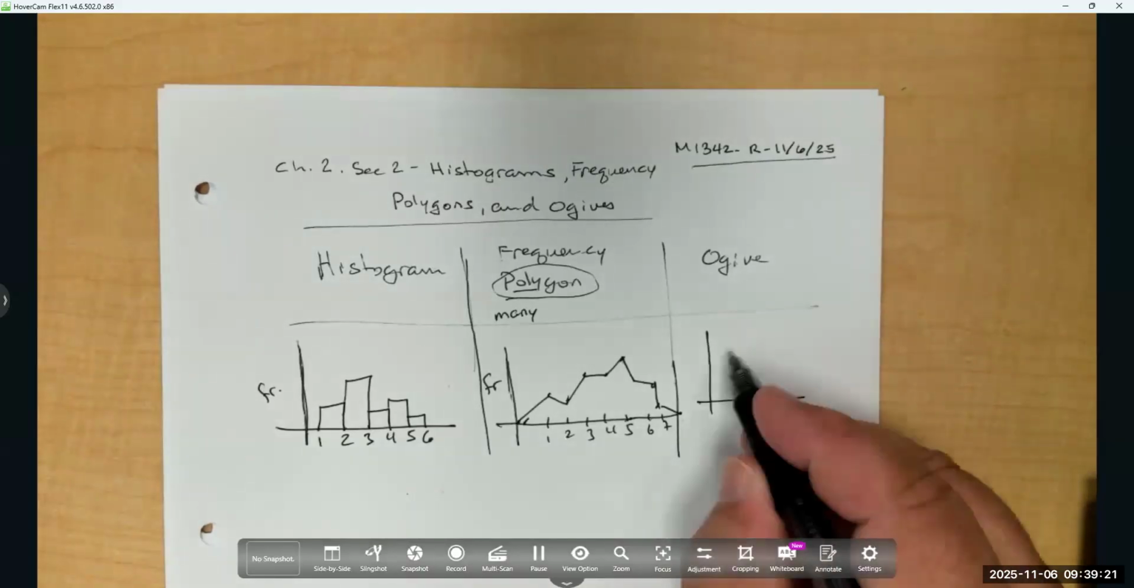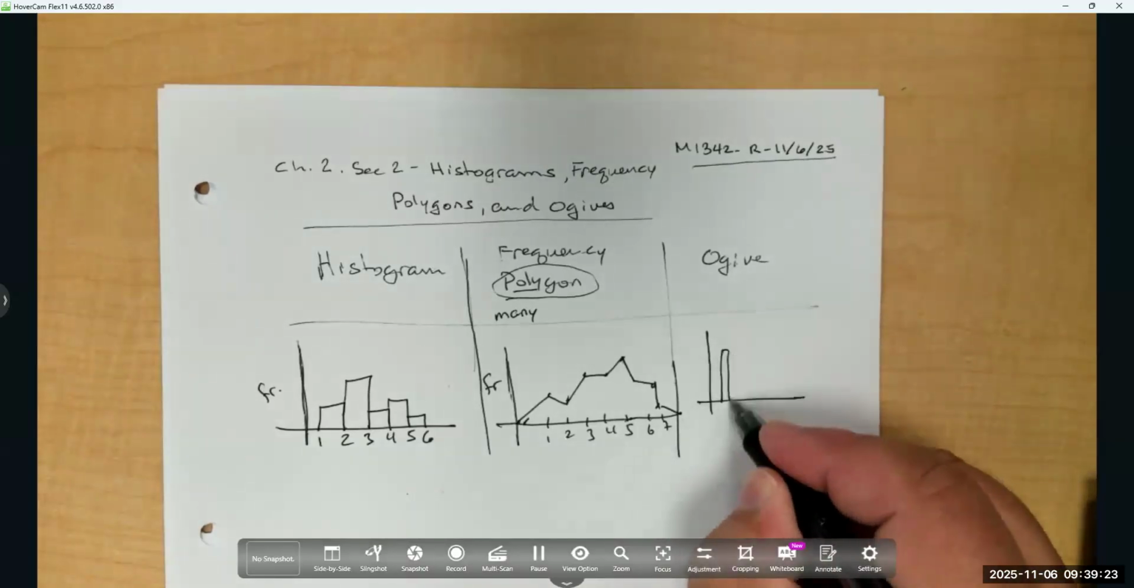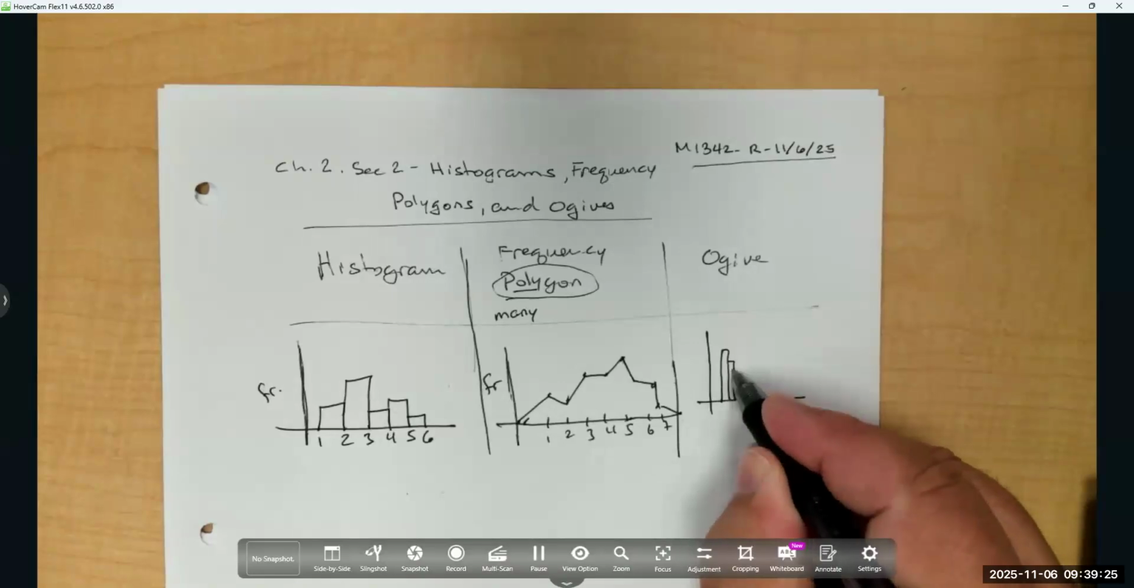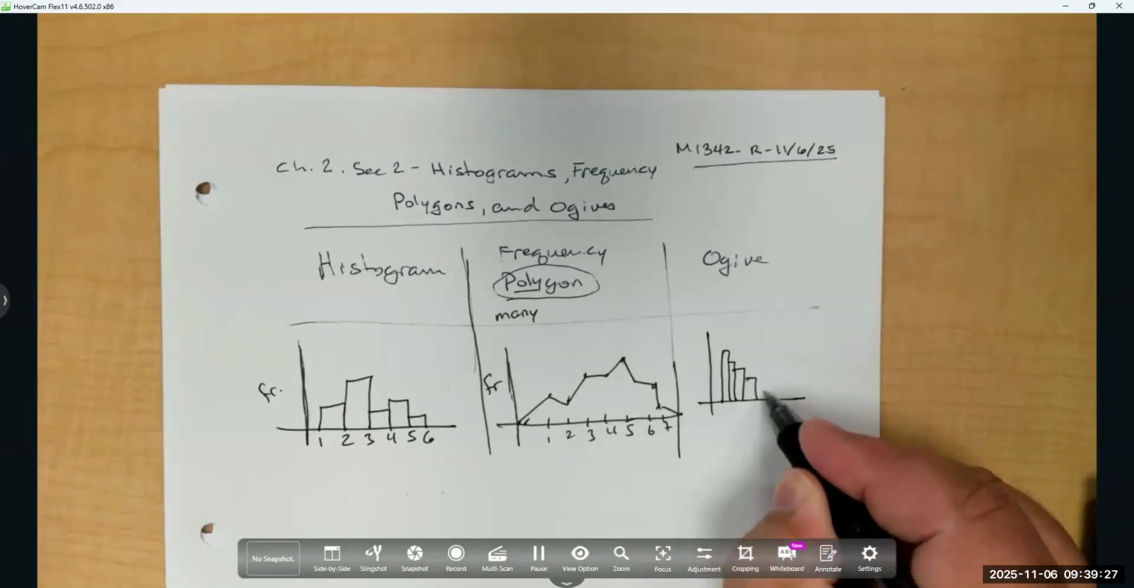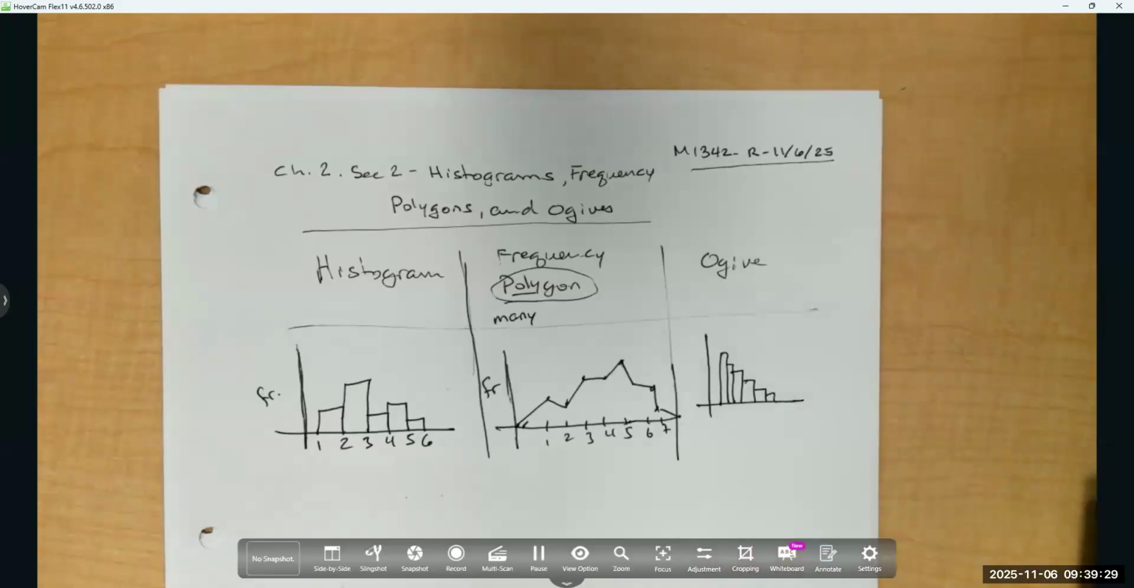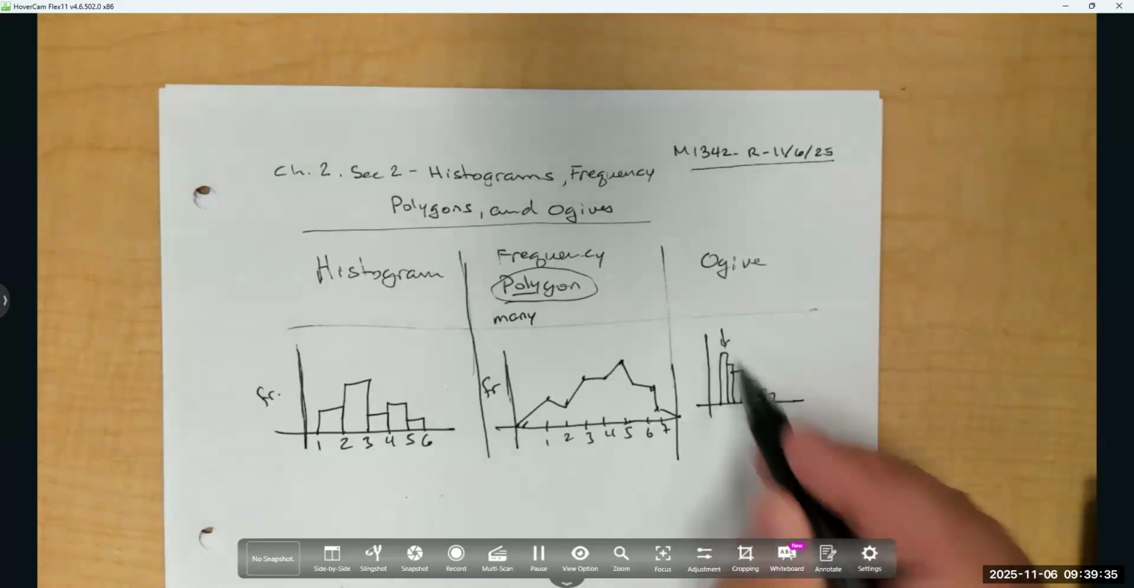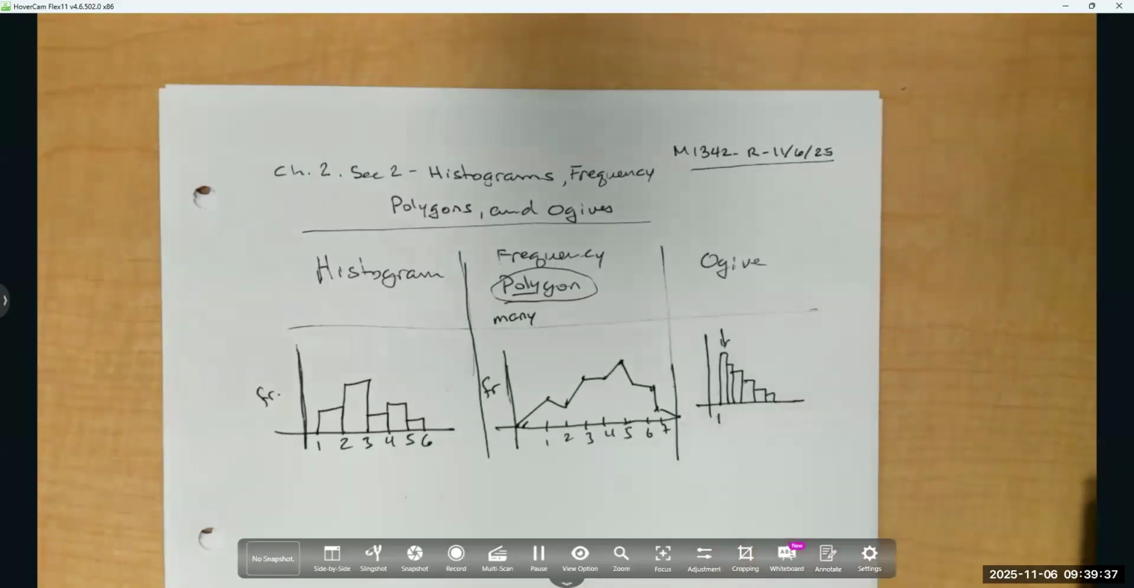The ogive starts with the most frequent and it goes down from there. So it goes from the highest frequency to the lowest frequency. And that way, you look at yours, the first one's going to give you, it's just not an interval, it's just that one frequency. So that's how it's set up.